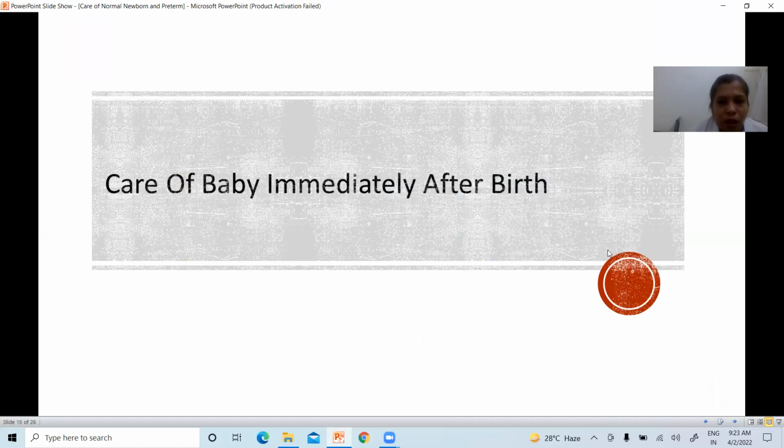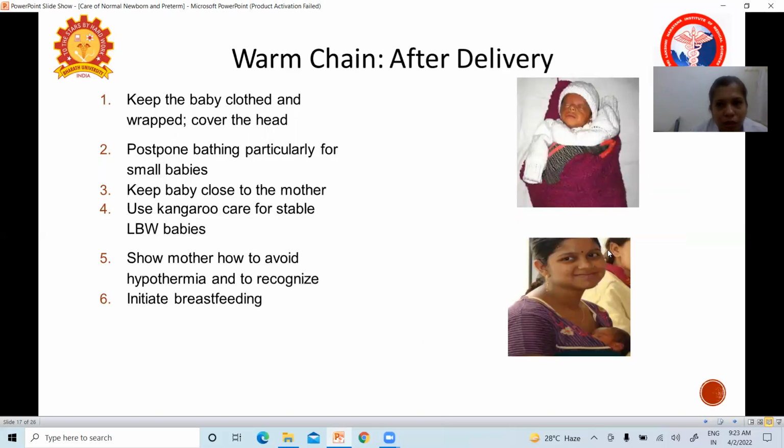Now coming to the care of the baby immediately after birth. So what all things do we have to maintain? One of the most important things, especially in the colder areas of our country, is to maintain warmth. Many of the babies will die of hypothermia if we are not taking proper care of the baby. So the baby should be properly clothed with caps, sweaters, mittens, everything. The head contributes the maximum surface area. So the head should be covered with proper clothes, caps.